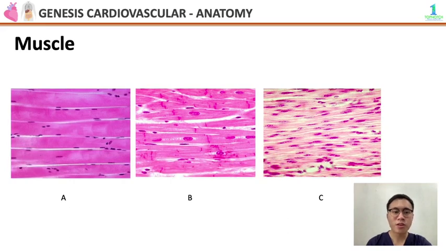Okay, pop quiz. You have here three images, no, showing three types of muscles. So, can you tell me which one among them is the cardiac muscle? Sino sa A, B, or C? Okay, do you have your answer?